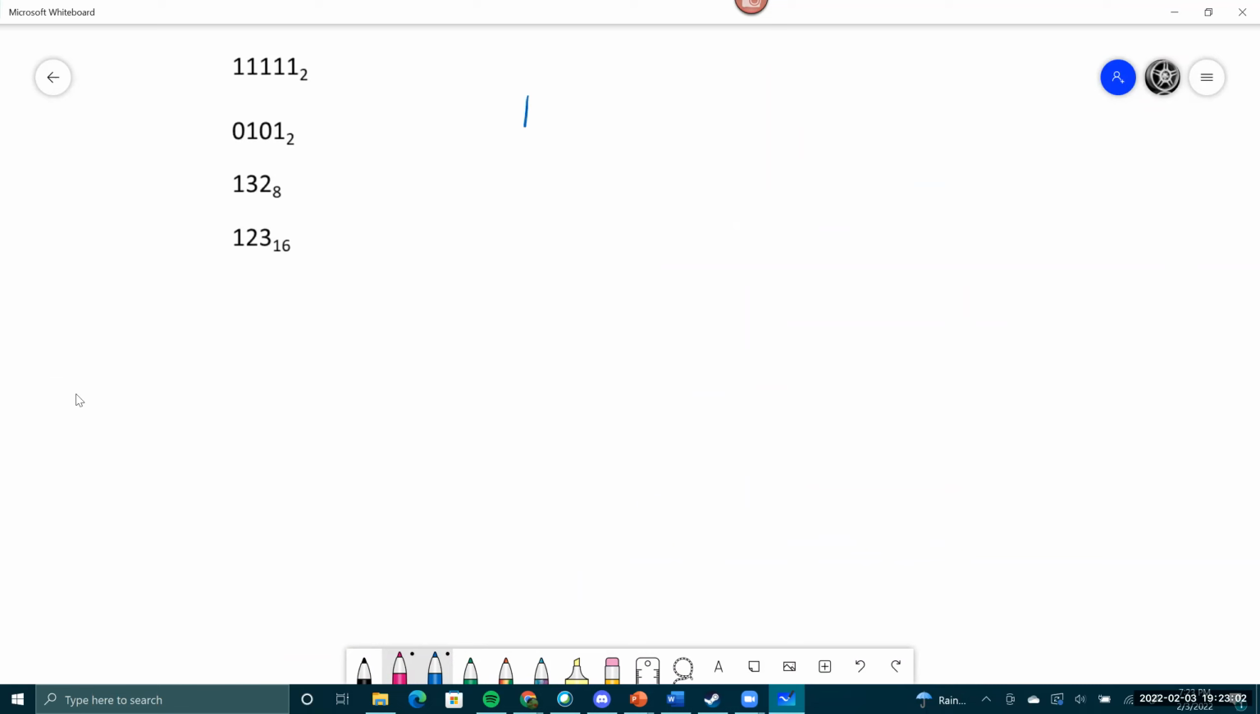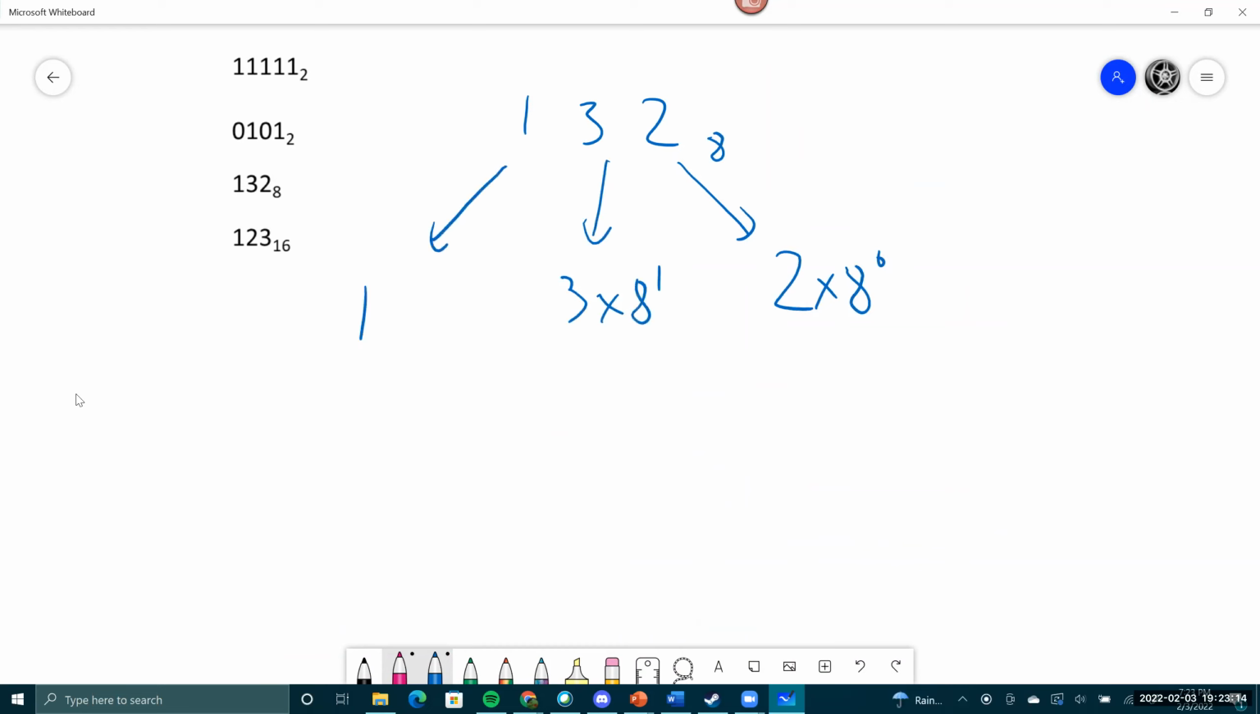So we have 132 in octal. This would be 2 times 8 to the 0, 3 times 8 to the 1, and 1 times 8 squared, right? So this is 2 plus 24 plus 8 times 8 is 64. You add it all up, and that gives you what, 80, 88, 89, 90. It's 10.